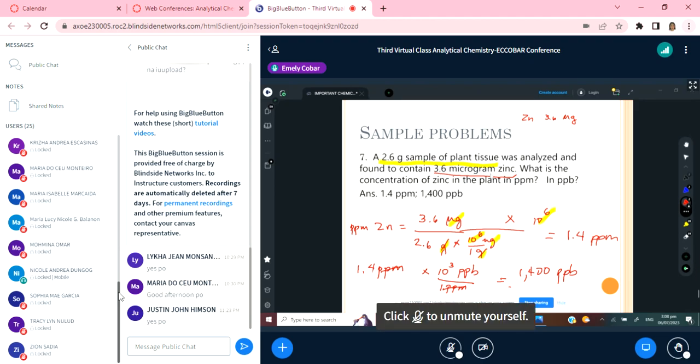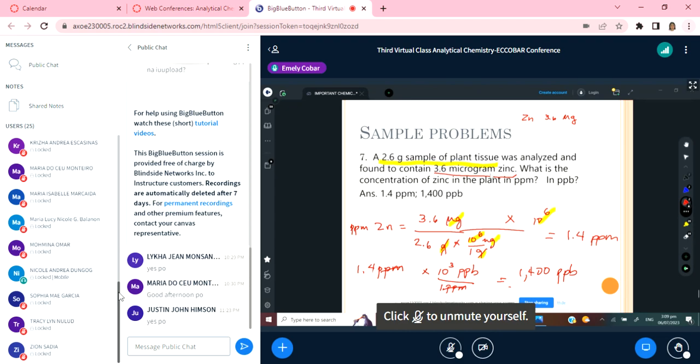So, ppm zinc is simply equal to the mass of zinc. What is the mass of zinc? 3.6 microgram. Over the mass of the solution. What is your solution? Plant tissue. Its mass is 2.6 grams. Isn't our formula for ppm, mass of solute over mass of solution times 10 to the 6? Right?